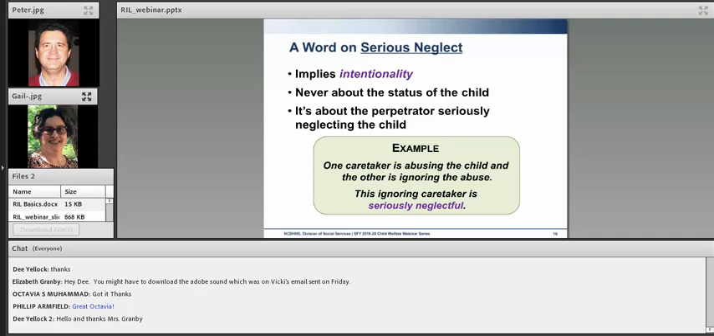So children are not seriously neglected, but caretakers can be seriously neglectful, if that makes sense, which I hope it does. And if it doesn't, we'll have questions at the end of this.